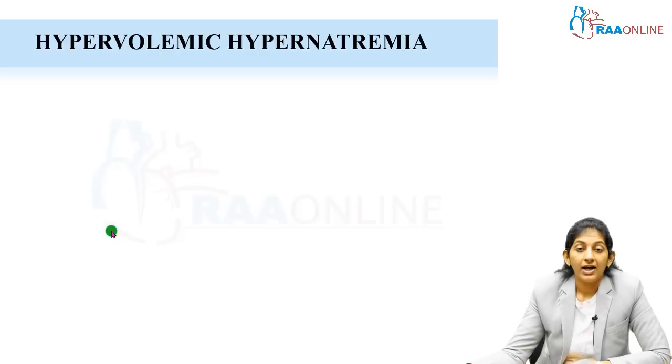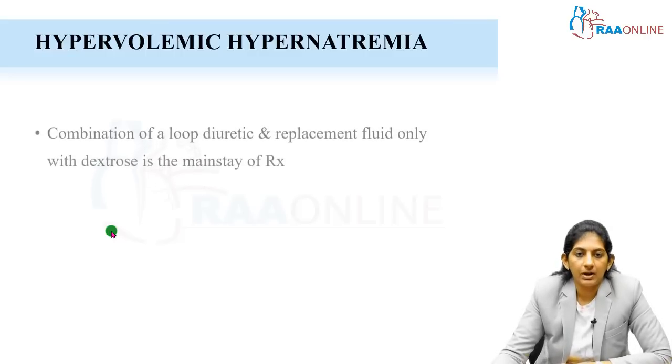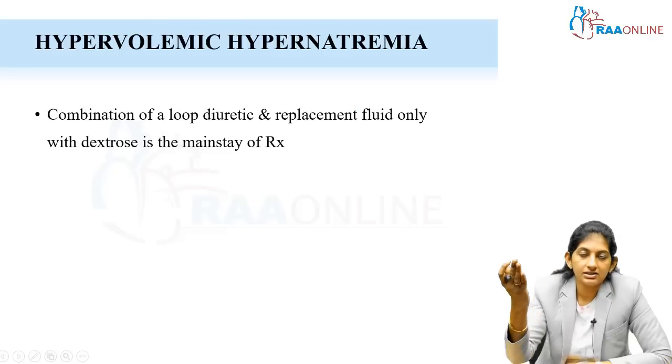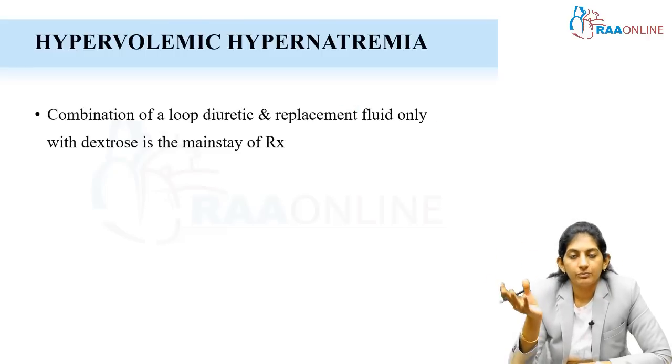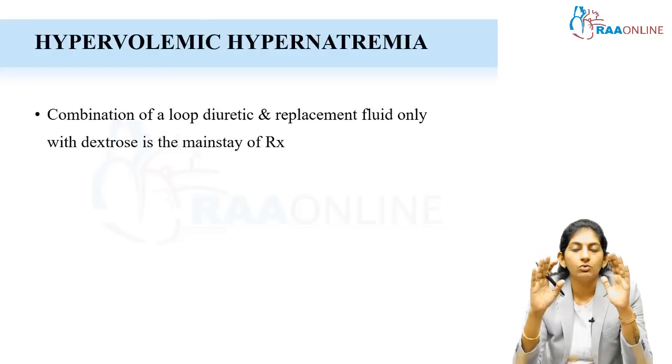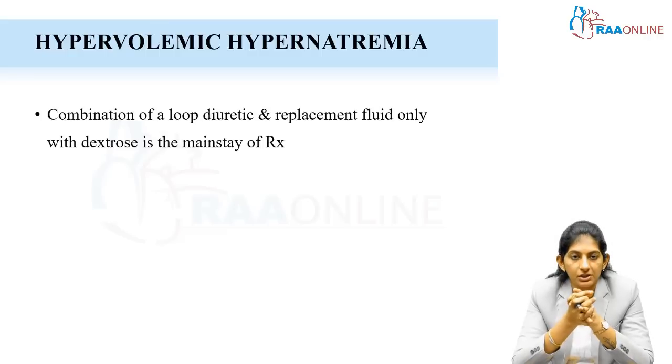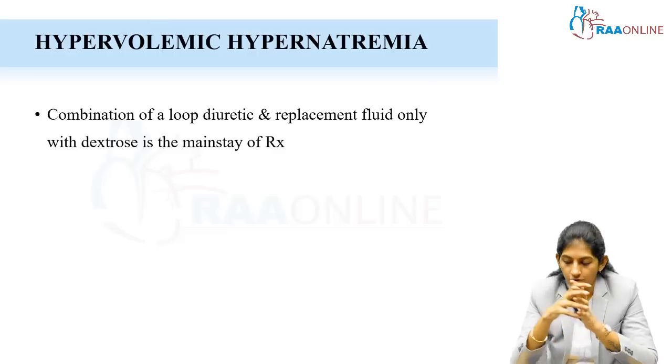Next we will move on to hypervolemic hypernatremia. So hypervolemic hypernatremia is salt excess, water excess. So both are in excess. Now we want to remove them. It is like an edematous state. What we can do is start a loop diuretic, and replacement fluid with only dextrose is enough for this patient.